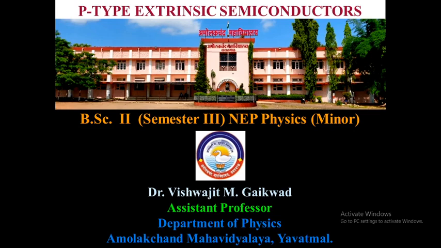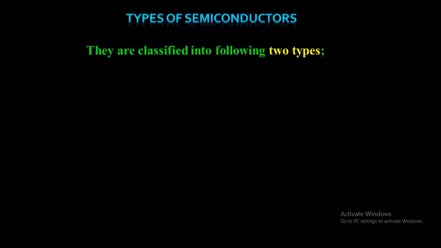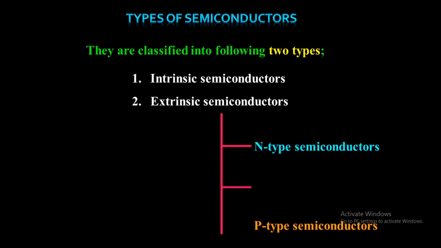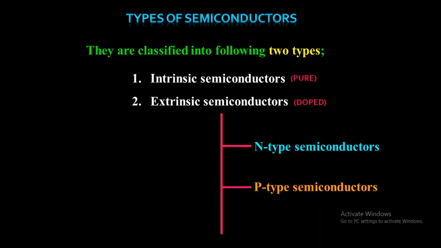Hello students, today we will study P-type extrinsic semiconductors. Basically, there are two types of semiconductors, intrinsic and extrinsic semiconductors. Extrinsic semiconductors are classified into two more types, P-type and N-type semiconductors. Intrinsic semiconductors are called pure semiconductors, whereas extrinsic semiconductors are known as doped semiconductors.